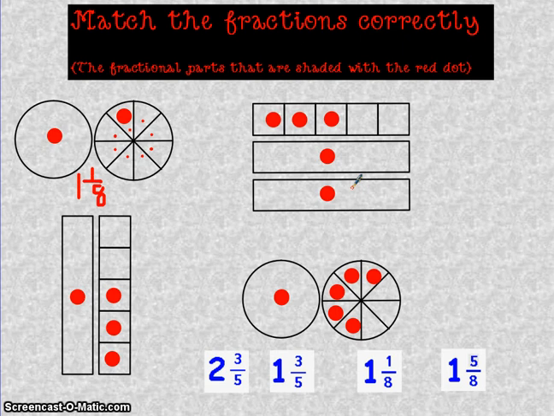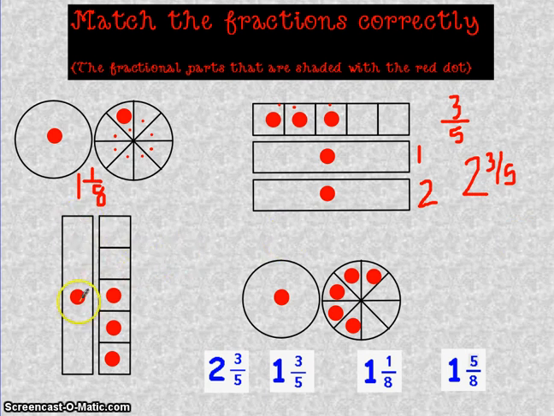Okay, so let's check and see how you did. So on this example right here, this one is showing me one whole. This is showing me another whole, so I have 2 wholes. But this is only showing me part of the whole. And so I have 1, 2, 3 that are shaded out of 5 altogether. So my answer on this one would be 2 and 3/5.